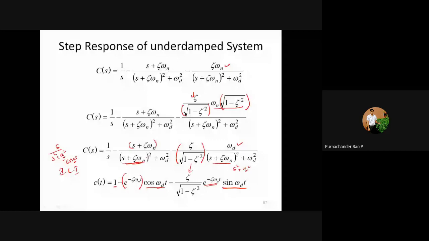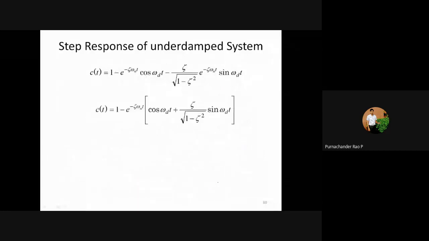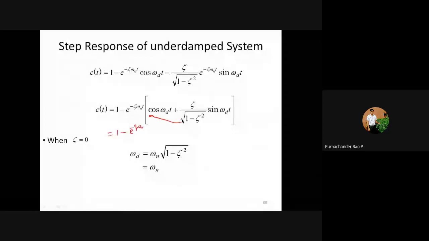Okay, then this can be represented like this. So here, this can be represented here. So your c of t is equal to 1 minus e to the power of minus zeta omega n into t divided by root of 1 minus zeta square into sine of omega d into t plus theta. This is your response C of t.